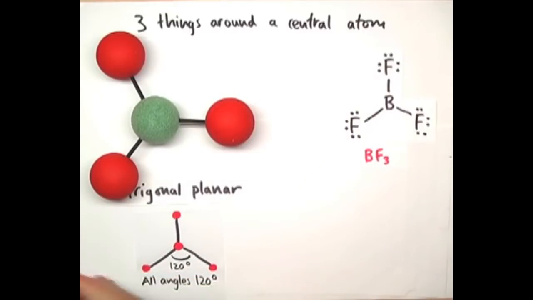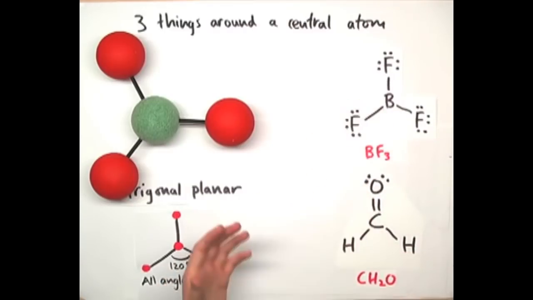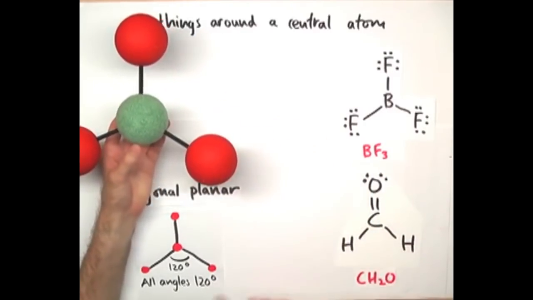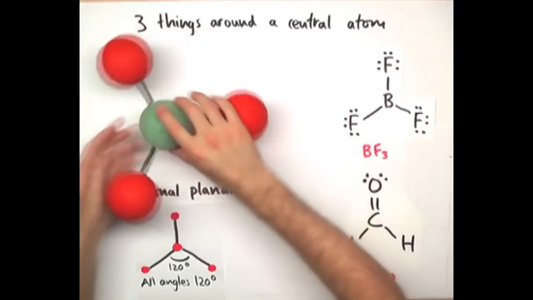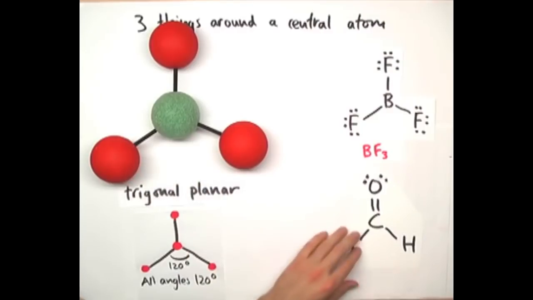Now, just as before, it doesn't matter whether we're talking about double bonds, single bonds, triple bonds, it's all the same, okay? So in CH2O here, I have 3 things surrounding the central atom. I got a double bond, a single bond, and a single bond, but it's still just 3 things that want to be as far from each other as possible. So that means that CH2O here is going to have the same shape in 3 dimensions as BF3 does. It's going to be a trigonal planar molecule with 120 degrees between each pair of bonds.